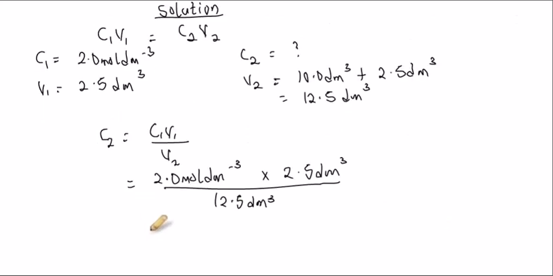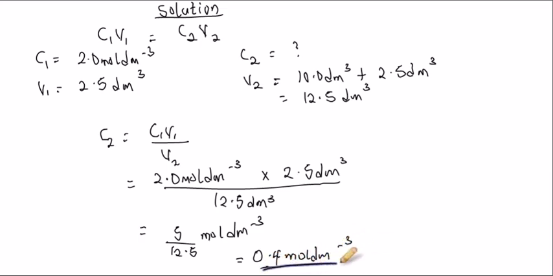So calculating this, we have 5 divided by 12.5. Do not forget the unit here, mole per dm cube, and this is equivalent to 0.4, our unit mole per dm cube as well. This will be serving as the final answer.